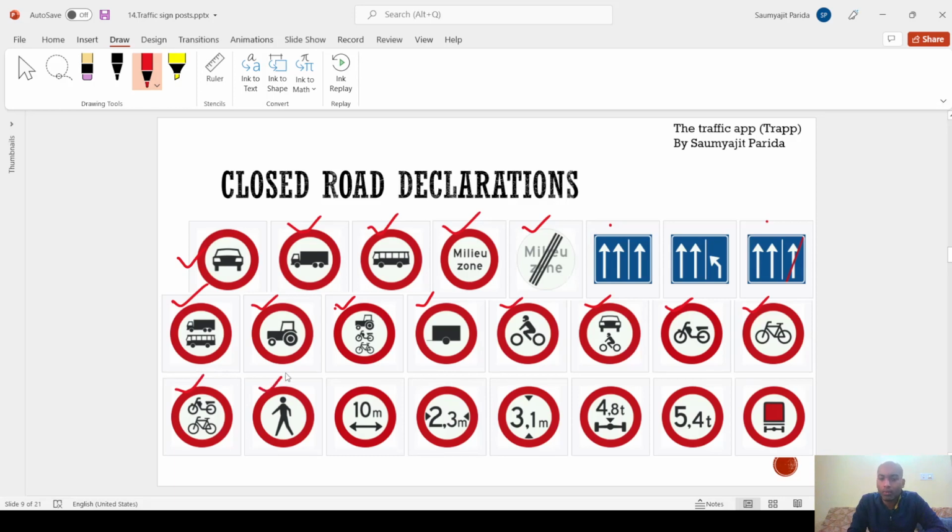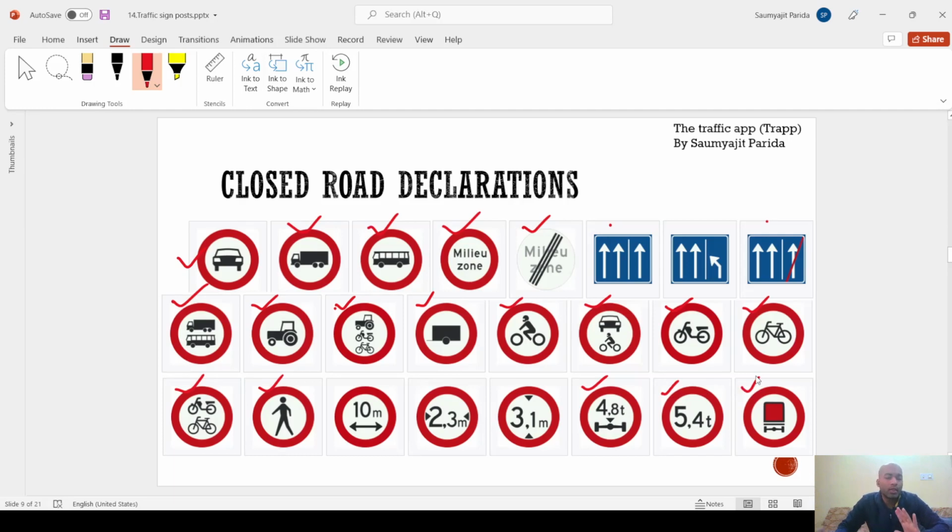Here the road is closed for pedestrians. Here there is a limitation on the maximum width, maximum 10 meter. Here there is a limitation for maximum depth. Here the limitation is for maximum tons. Here this is the maximum tons per axle. This is axle tons, not the whole gross weight of the vehicle, but this is the limitation on the gross weight of the vehicle. Here there is one for hazardous materials.